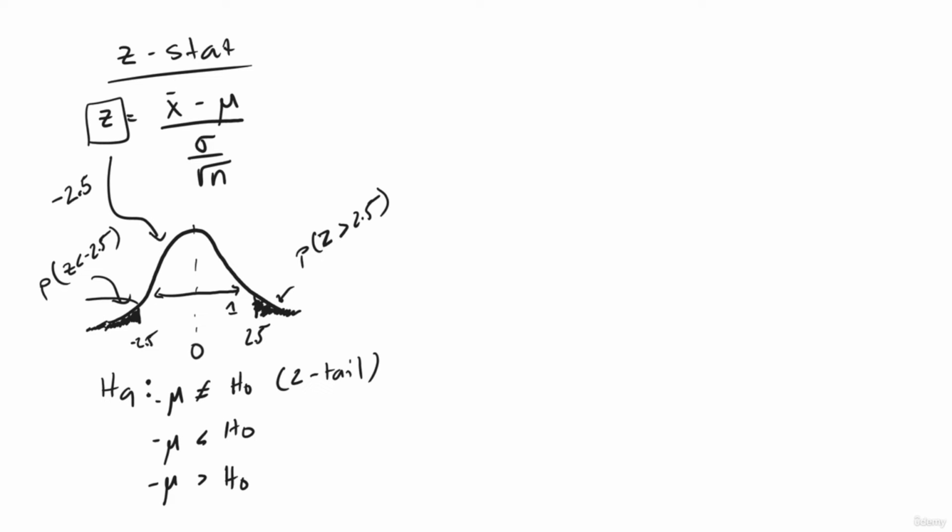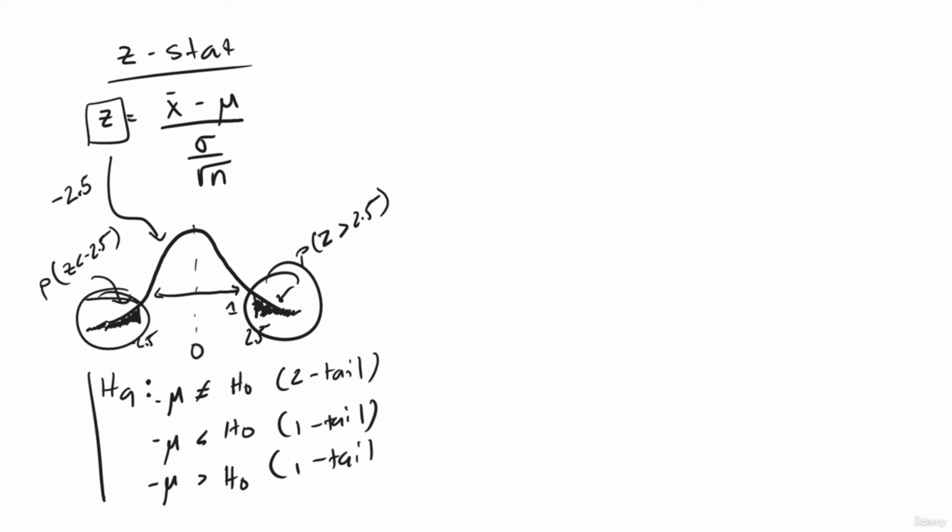And then for less than the null, we're going to care about just this one, and this is a one-tail. And then for the greater than the null, we're only going to care about this one, and that's for a one-tail. And so that's a little side bit that's going to apply not only for the Z-test or Z-statistic, but also for the T-statistic.